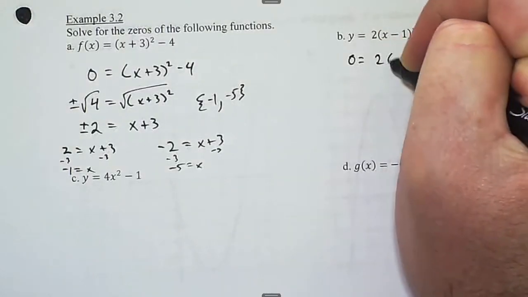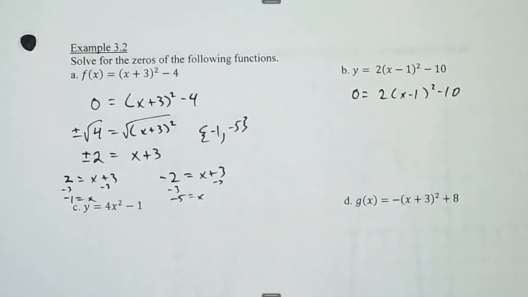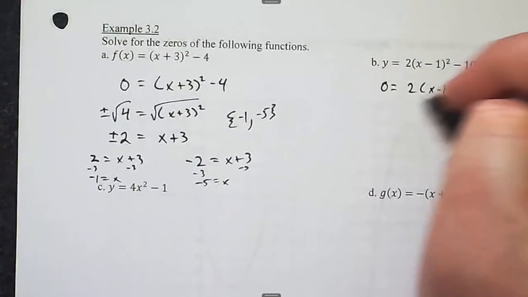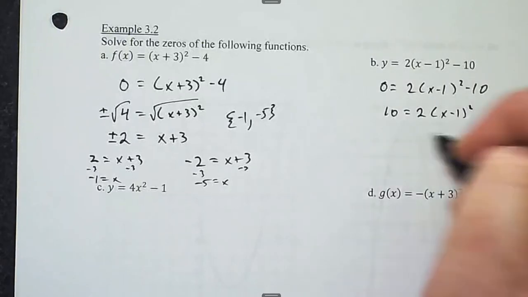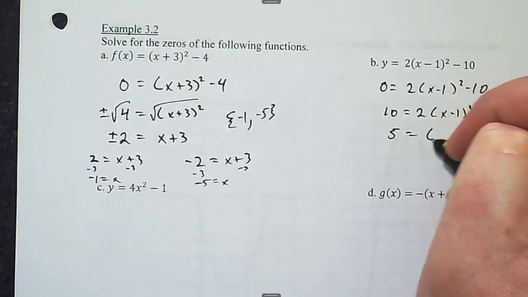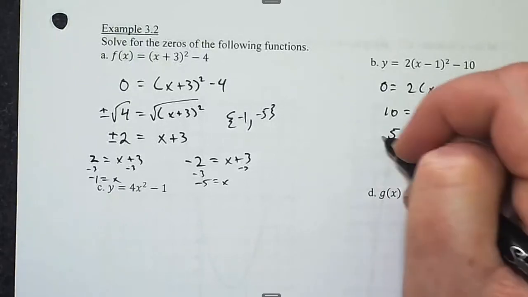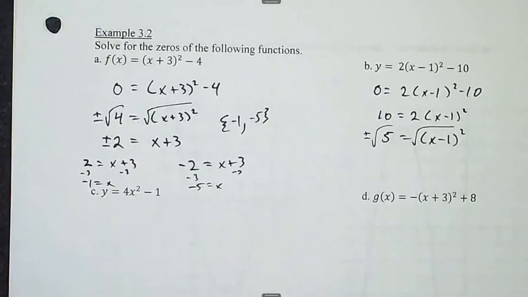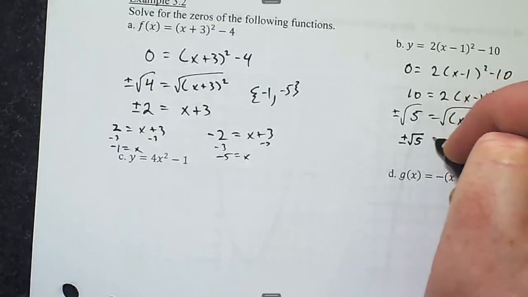Plug a 0 in for y. And again, we could expand the (x minus 1) squared, but we absolutely don't have to. We simply isolate the squared part and use square roots. So add 10 to both sides. Divide both sides by 2. Then take the square root of both sides. But when you take a square root of both sides, you need to use plus or minus. So this is plus or minus the square root of 5.